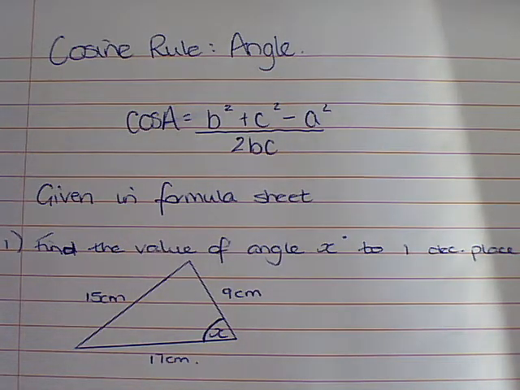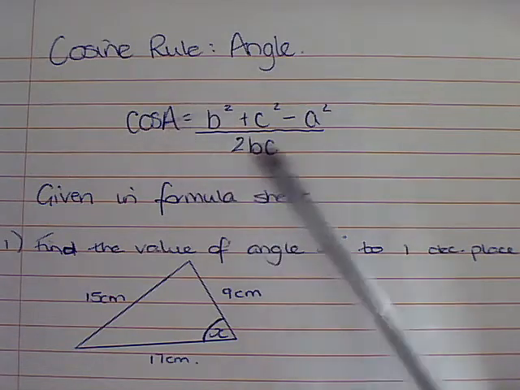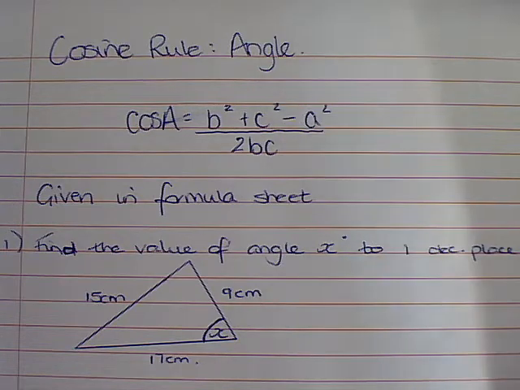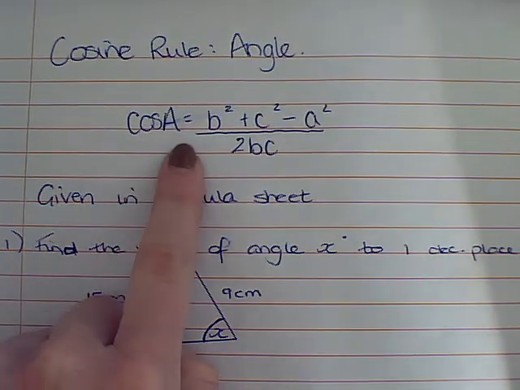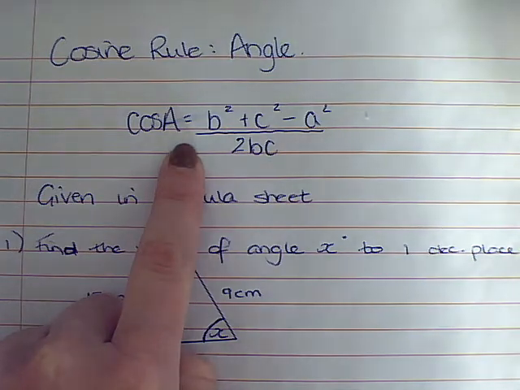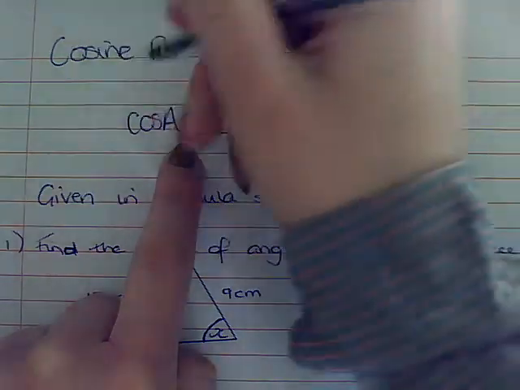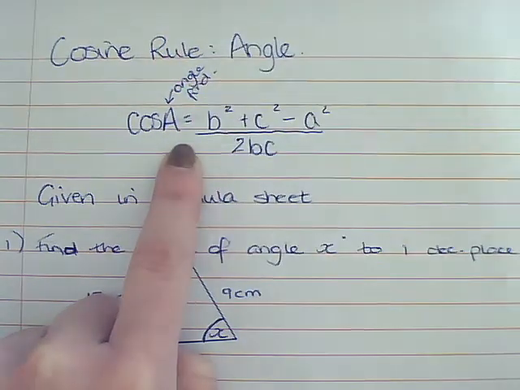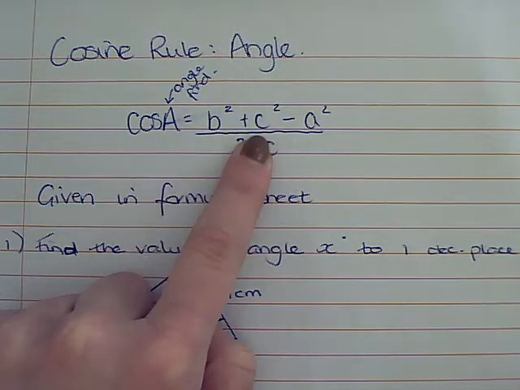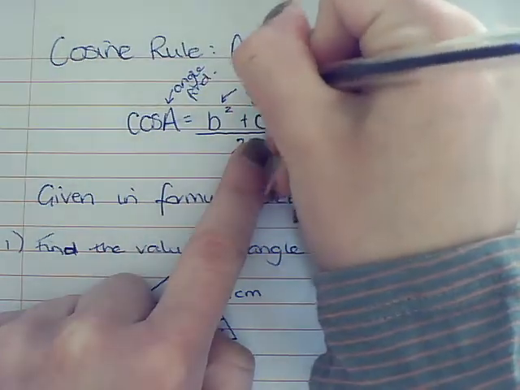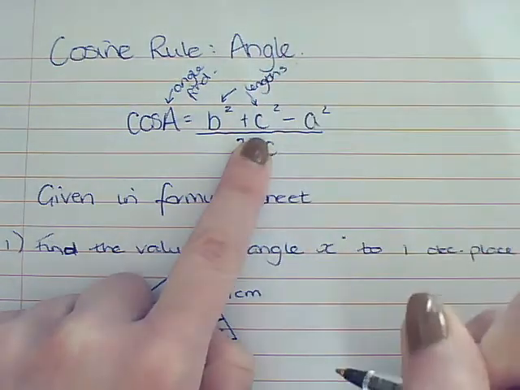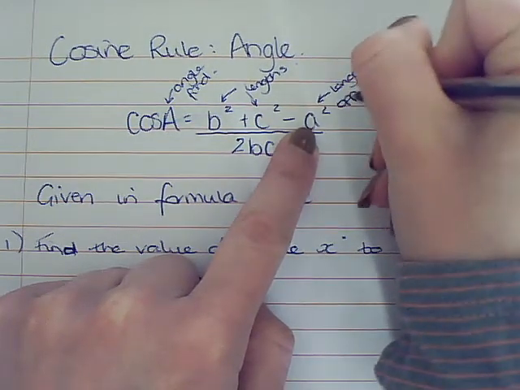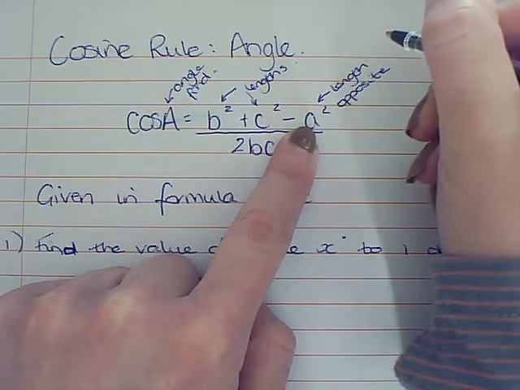Right, here we've got the cosine rule again, but it is using a different cosine rule. This is the one we use to find an angle. So it's cos A, and that A there is the angle that we want to find. B and C are both lengths, and A is also a length, but it is the length opposite the angle we're trying to find.